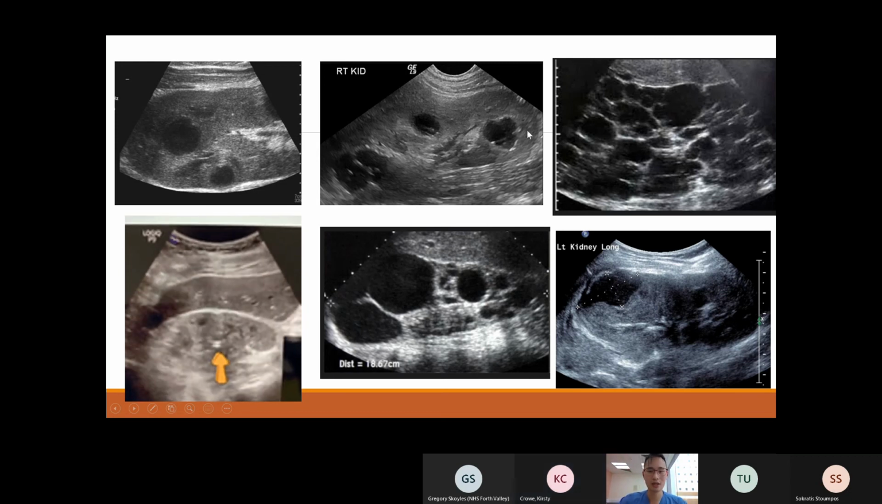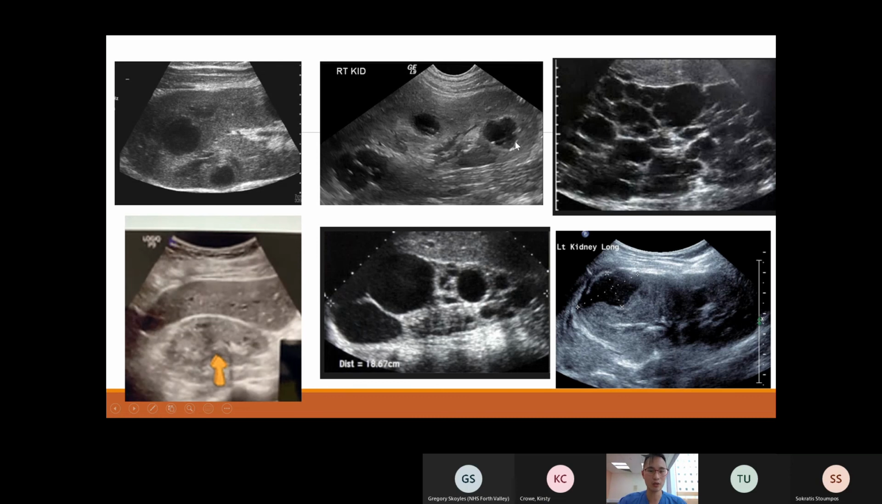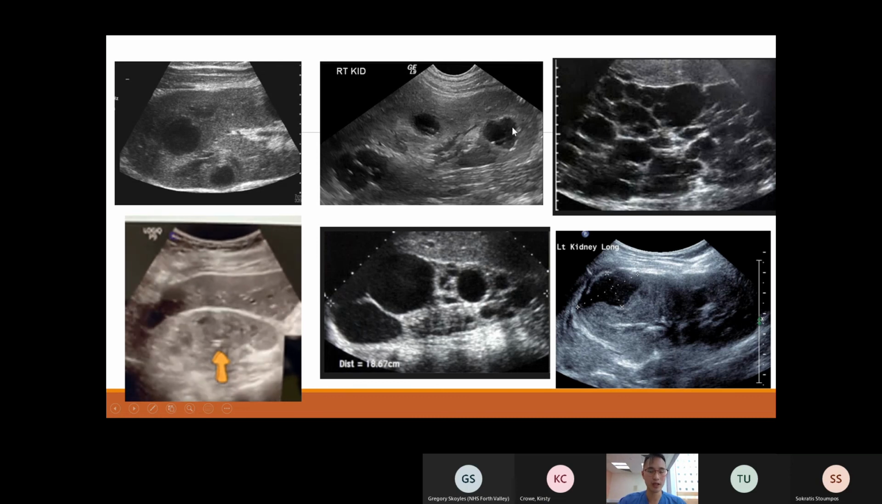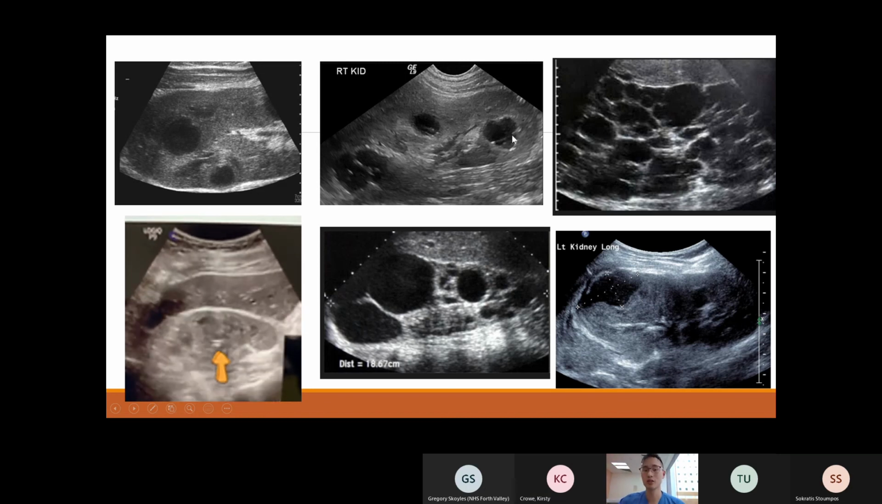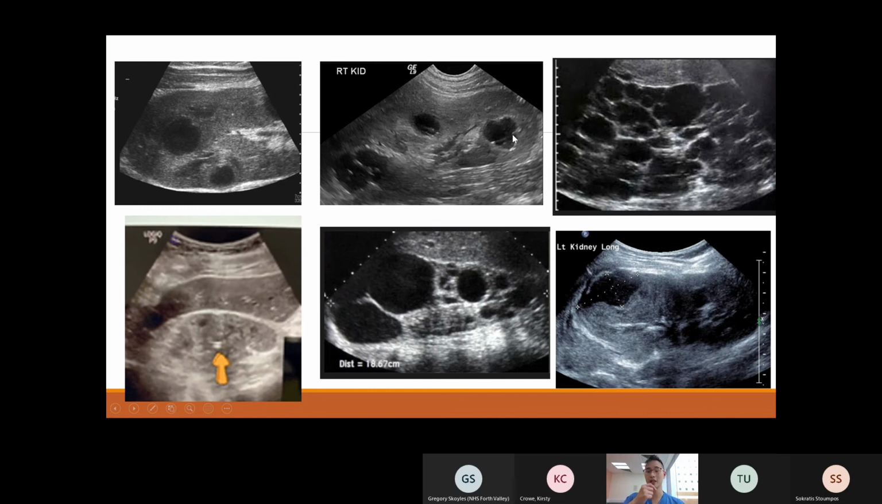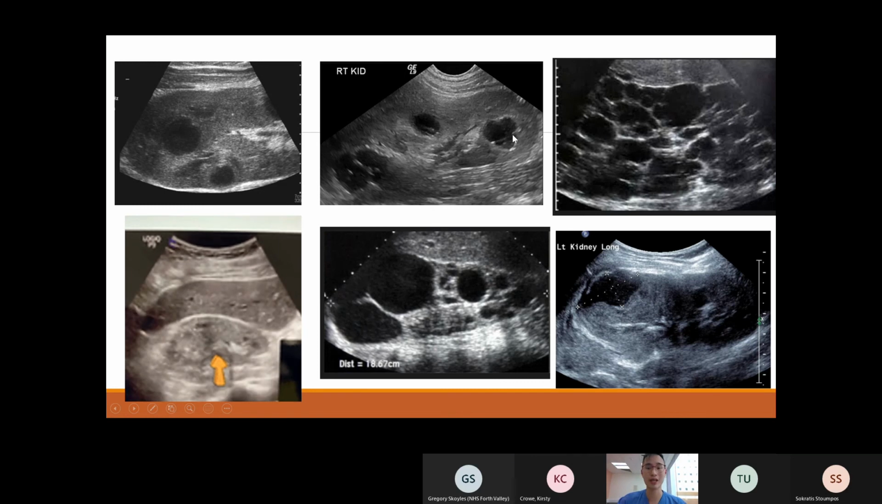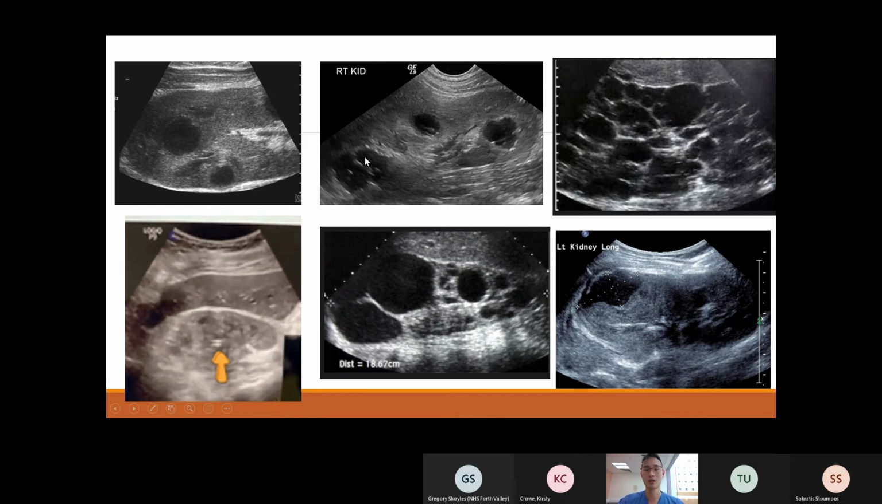So you get cysts in your medullary area. And that's because of your abnormal Tamm-Horsfall protein in your loop of Henle, which then gives rise to cysts. And the loop of Henle is found in your medulla. So that's why you get cysts in your medulla. So this is medullary sponge kidney.